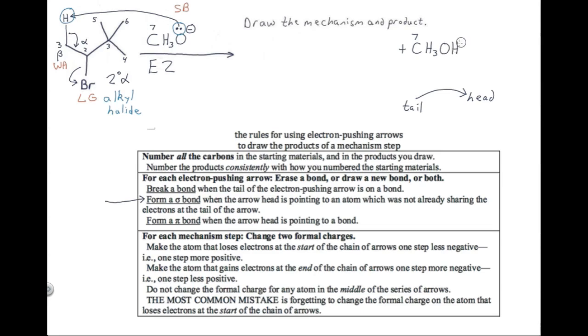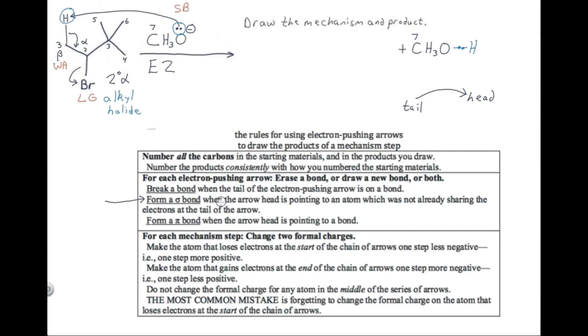In this picture, the hydrogen is sharing those electrons in a covalent bond. But in this picture, the hydrogen is not yet sharing the electrons at the tail of the arrow. That's the situation when an arrow tells you to form a sigma bond.